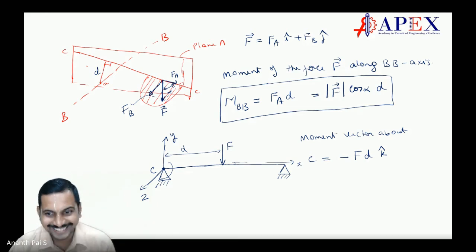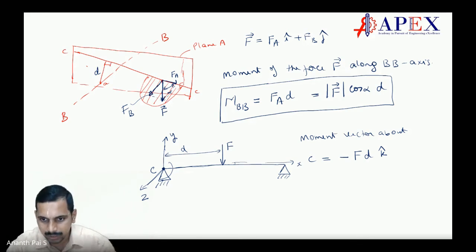So the moment about C is F into D into K. Make sense? So the vector is minus F into D into K. Correct? Why K? Because it is along this direction. It's a vector. Very important.